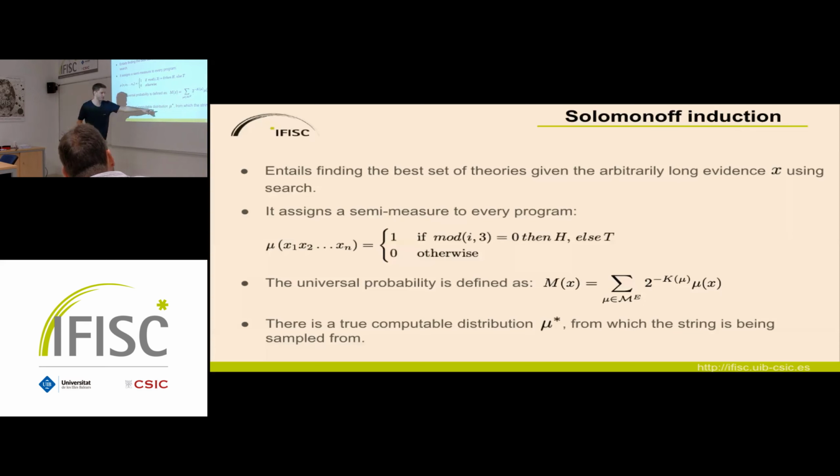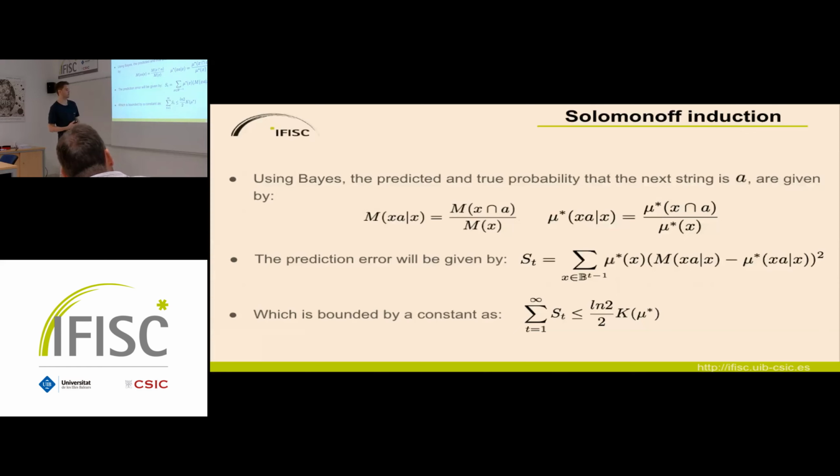So if we assume that there is a true computable process that generates this evidence, then Solomonoff showed that there is a constant bound on the error that we will make after some evidence is given. As this evidence x tends to infinity, and we keep this a, which is the string that we are trying to predict, constant, then this error will be bounded by the complexity of the underlying process generating the data. So this is essentially it, and it uses the Bayesian method.